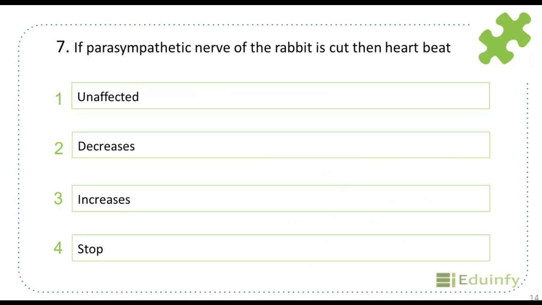Next question, if the parasympathetic nerve of the rabbit is cut, then the heartbeat is unaffected, decreased, increases, or stops. So the parasympathetic nervous system is a rest and digest system. It releases the neurotransmitter acetylcholine. It slows the heart. So when the parasympathetic nerve of the rabbit is cut, there will be an increase. So here the answer is the third one, increase.